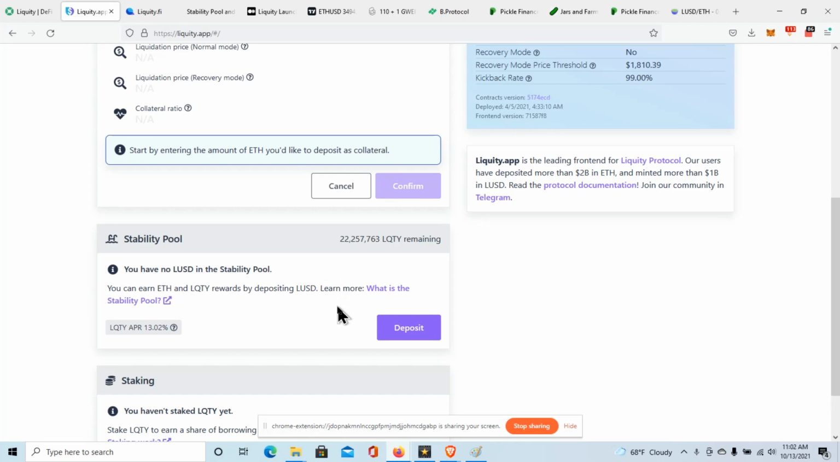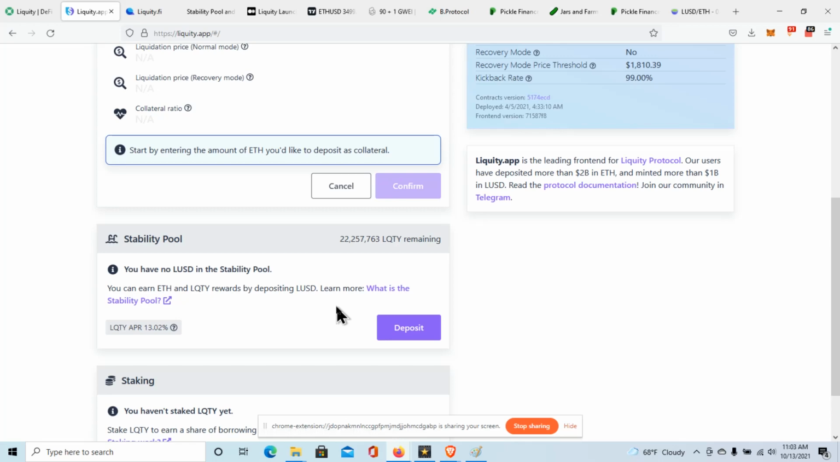Now, what the stability pool does is it acts as the first line of defense to maintain the solvency of the Liquity protocol. When troves become under collateralized, so let's say their collateralization ratio falls below 110%, there's going to be an amount of LUSD that's burned that's equivalent to that trove's debt, and then the ETH is going to be transferred to that stability pool. So the pool basically will be the first line to get ETH at a discount.